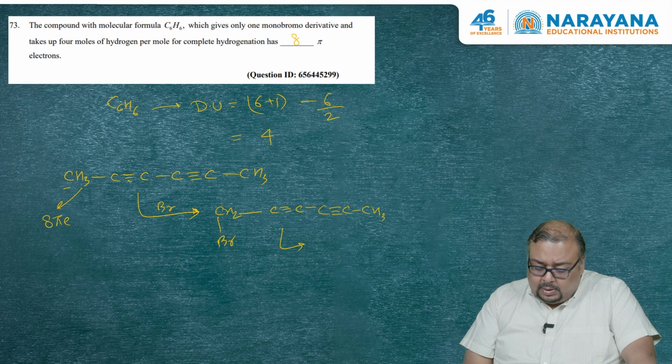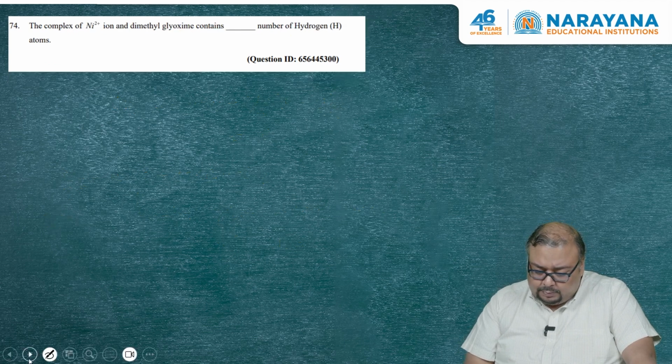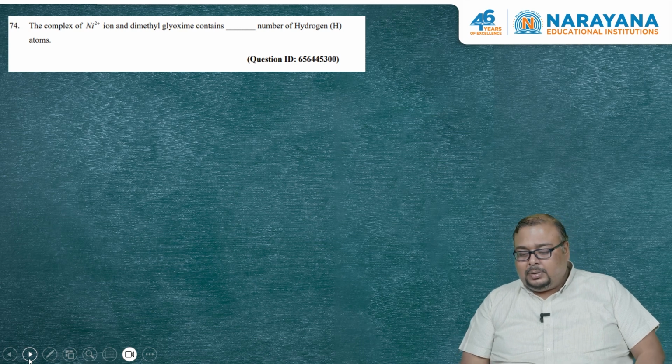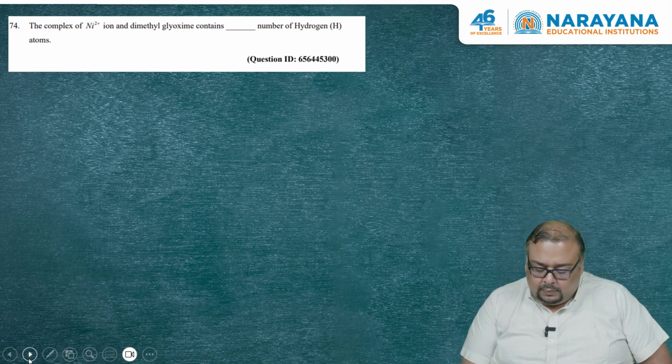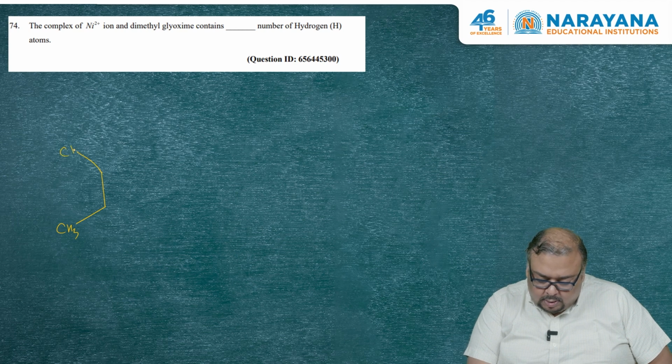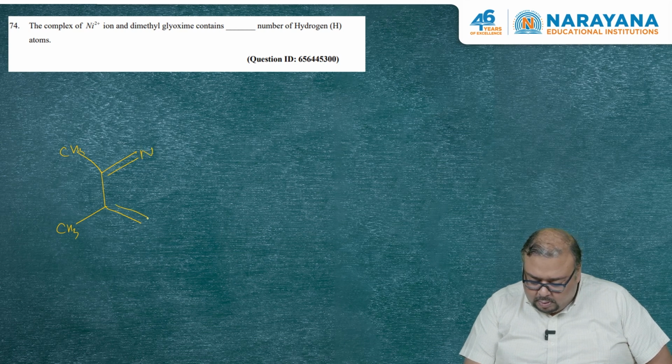Next is question number 74. The complex of Ni2 plus and dimethyl glyoxime contains how many hydrogen atoms? So we have to draw the structure of the rosy red precipitate. Okay, so it will be something like this: CH3, CH3, and you have got nitrogen, nitrogen. One side will make OH, another side will make O minus.